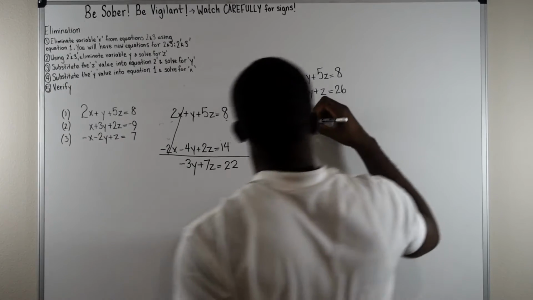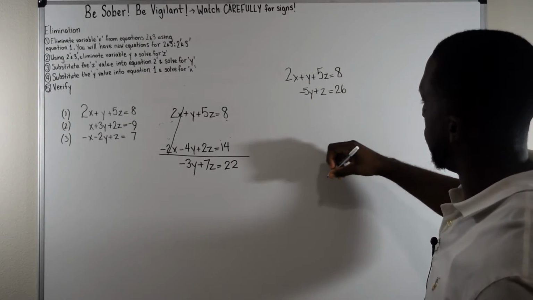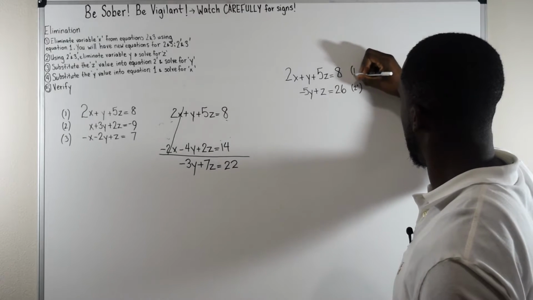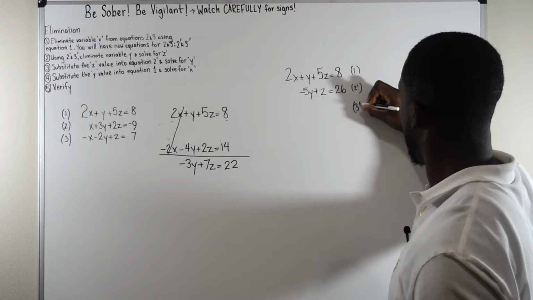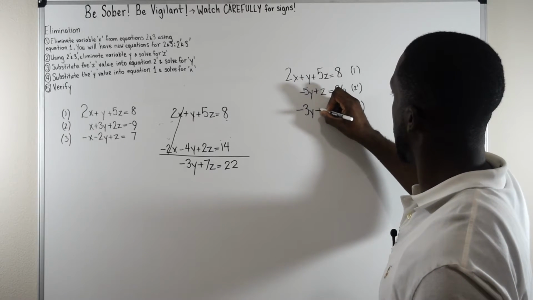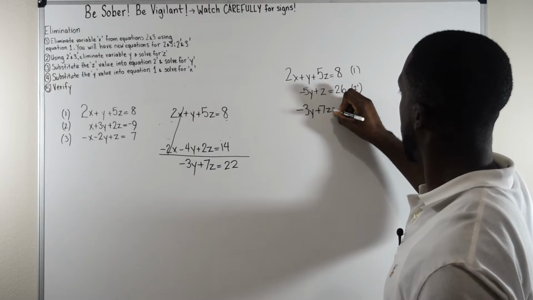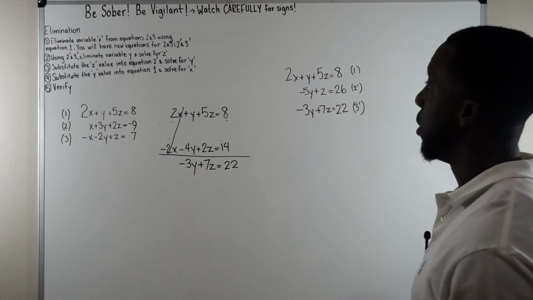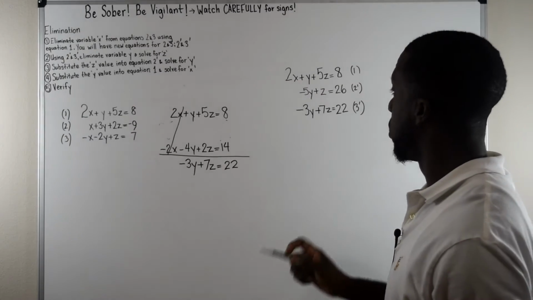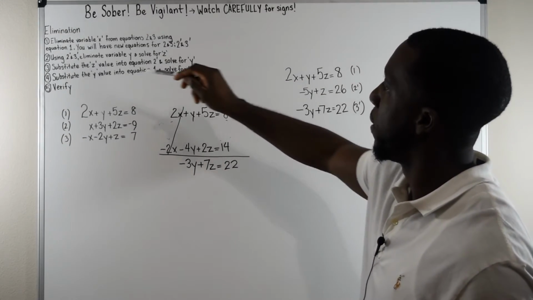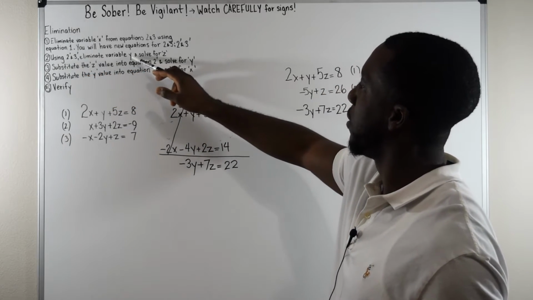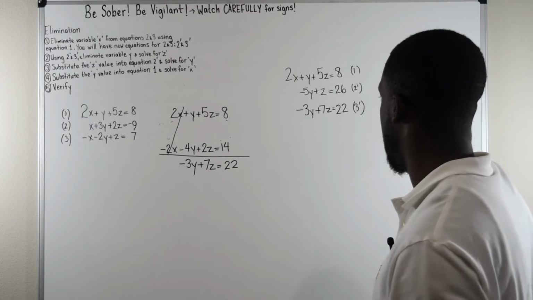Okay, so a new equation, this is 2 prime, this is 1, and 3 prime is going to be... okay. So now what we're gonna do, using 2 prime and 3 prime, we're gonna eliminate variable y and we're gonna solve for z.